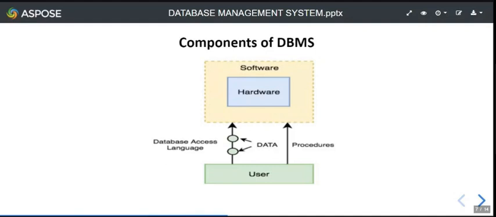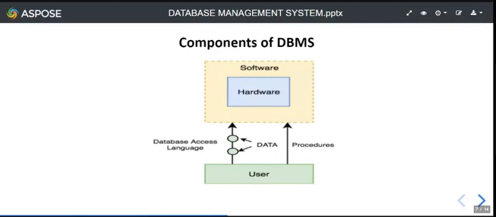Metadata means data about data. It is a description of the structure of the database system. Tables store metadata, which includes basic information about the design of each table, the data type of each field, and various constraints set on them. The second component is hardware.